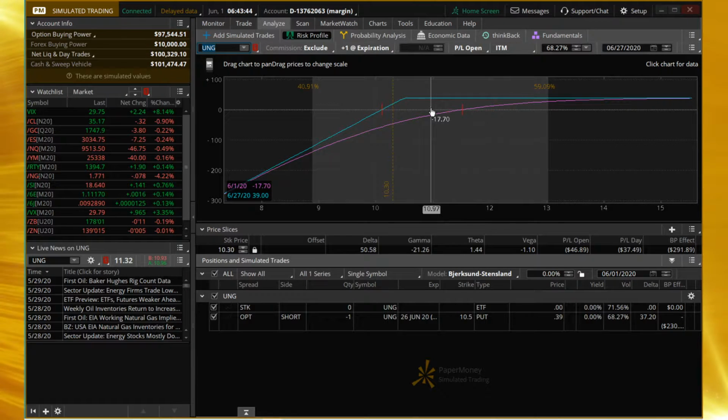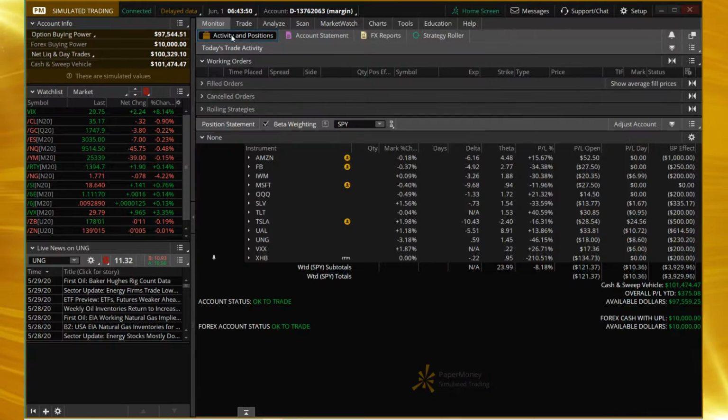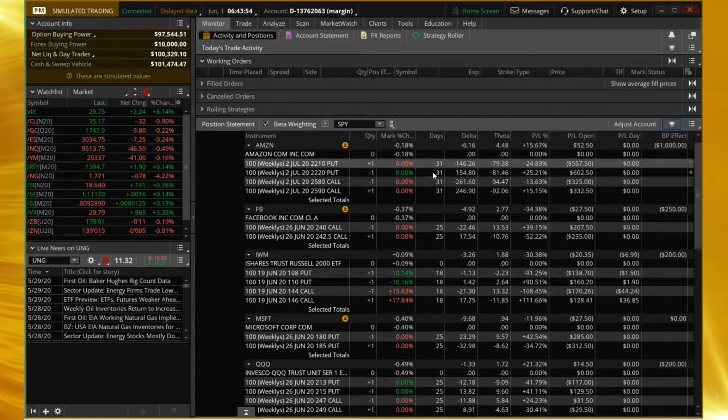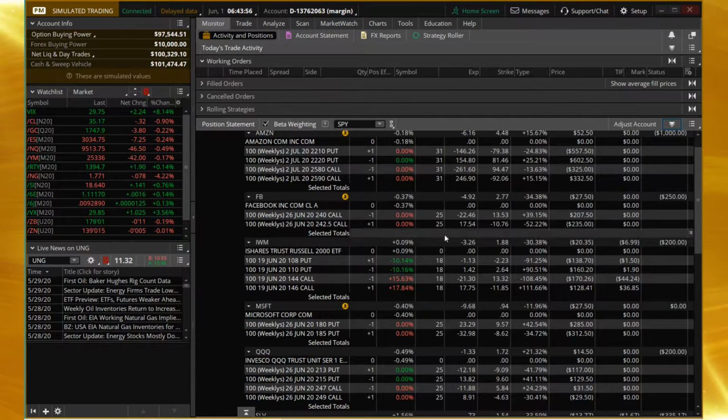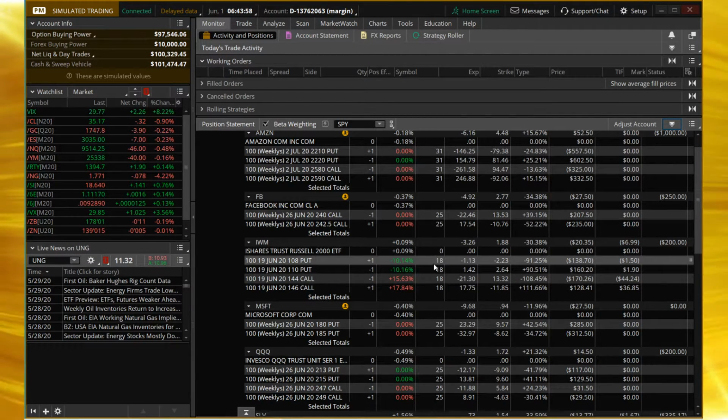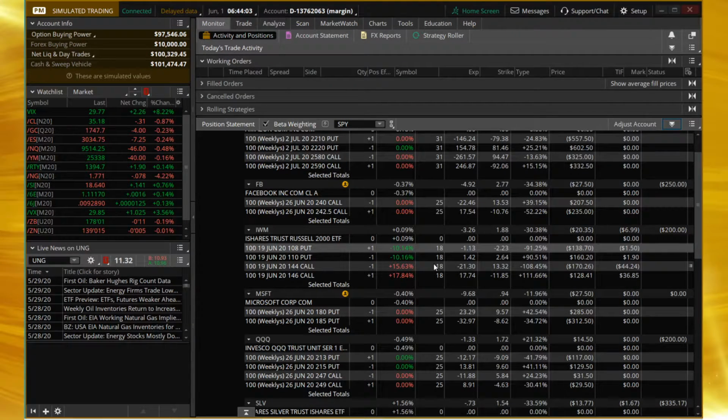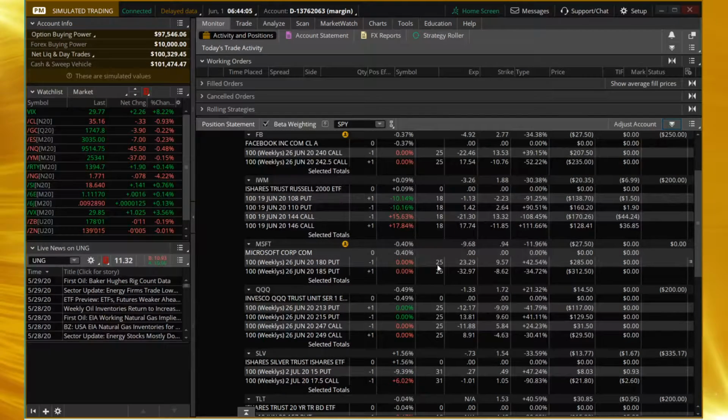So we do have 2 naked option positions right now that I wanted to review. So I'm going back to the monitor tab, go back to activity and positions, and I twirl these guys open, and I scan quickly down here to see the days to expiration. When you see those that are near the 21 mark, those are the ones that I look for to possibly manage or roll out in time if necessary.